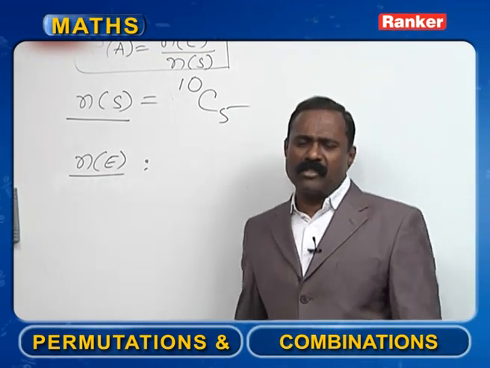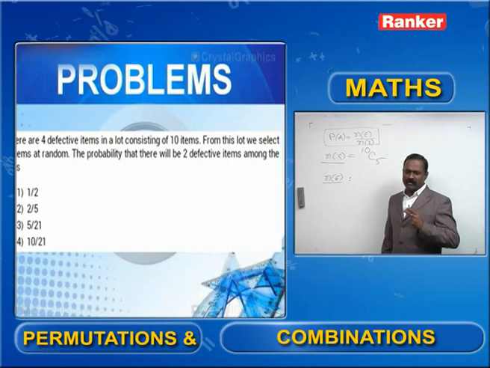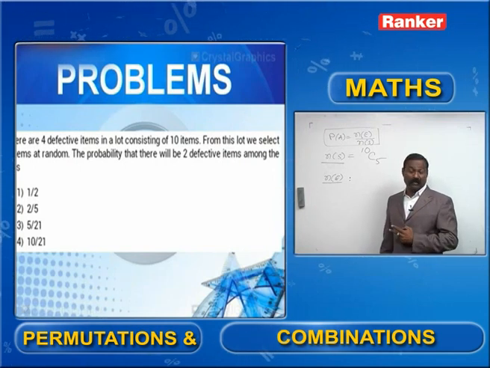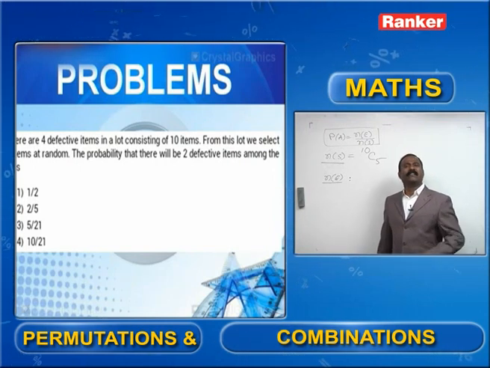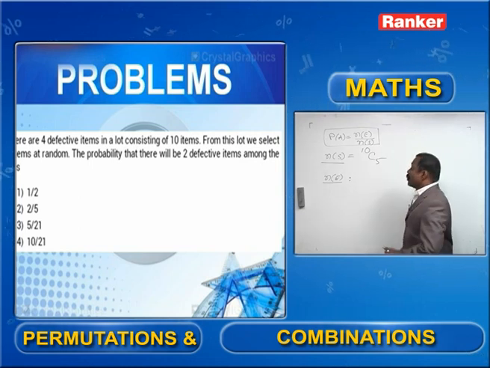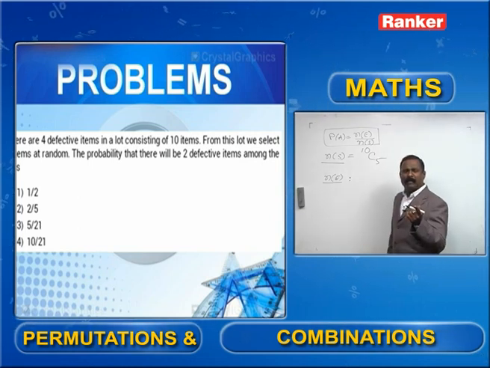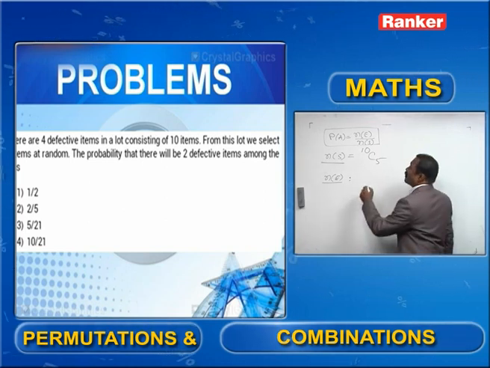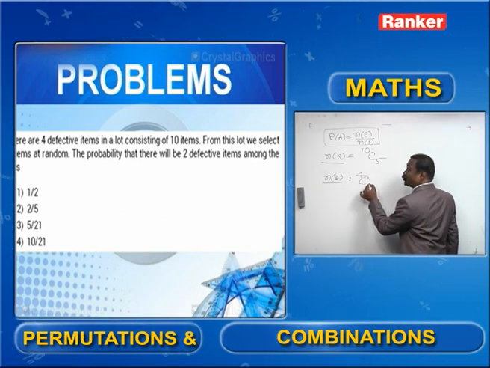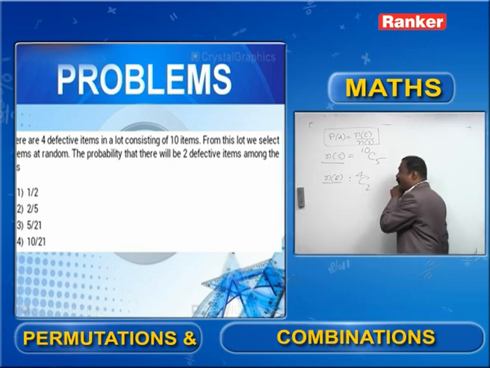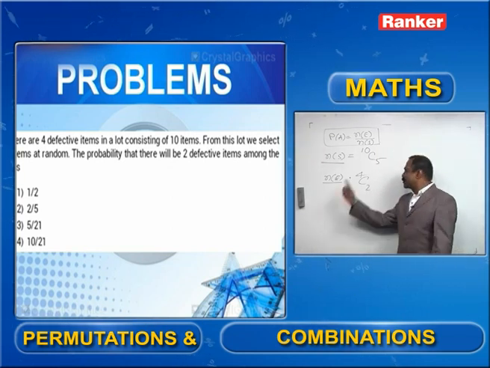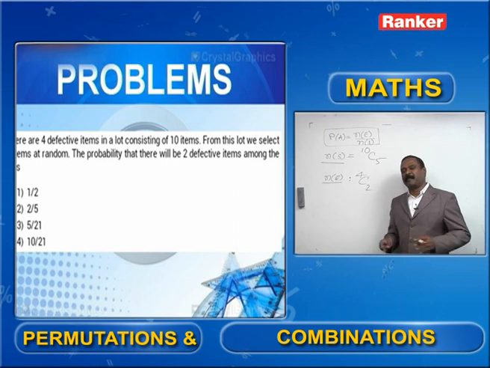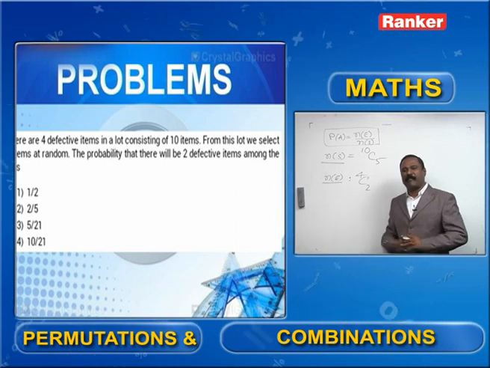But here, the question is the probability that there will be 2 defective items among them. He needs exactly 2 defective items. So, how many defective items are there? You can go through the beginning of the problem. 4 defective items are there. From 4, how many can be chosen? How many should be chosen? We need 2 defective. 4C2, first operation performed, that is the restriction fulfilled.